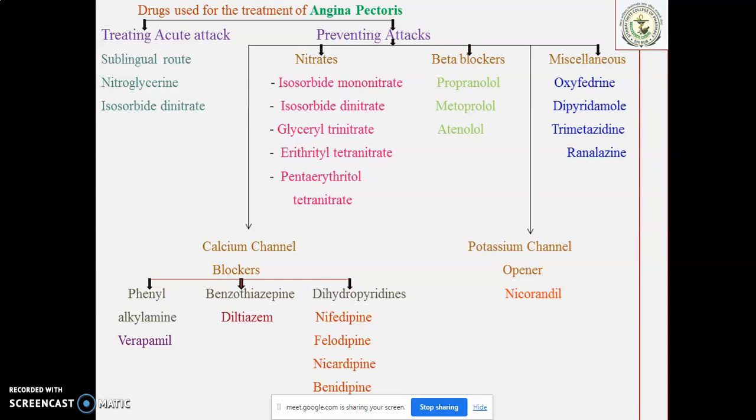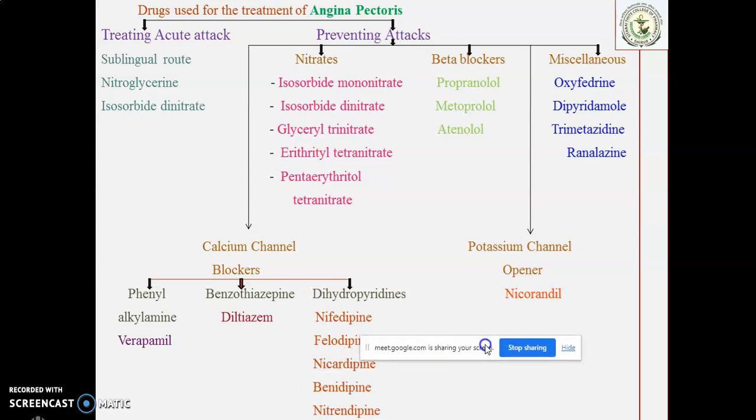We have also studied calcium channel blockers, that is also called as CCBs. In that, we have example phenylalkylamine derivatives. Example is verapamil. Benzothiazepine derivatives. Example is diltiazem. And dihydropyridines examples are nifedipine, felodipine, nicardipine, nitrendipine, benidipine, lacidipine.